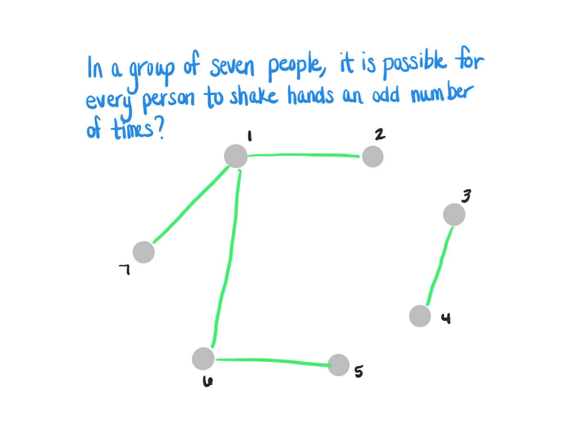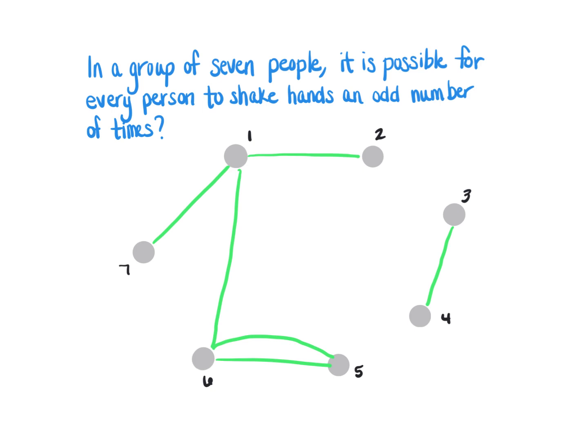Well, now what has happened is number 6 now has an even number of handshakes. Person 6 has shaken hands with persons 1 and 5. If I'm going to turn 6 into an odd number of handshakes, I have to have them shake hands with someone else. So let's have them shake hands with, say, person number 5 a second time. Well, now 6 has shaken hands an odd number of times, but 5 is right back to even. They have shaken hands 2 times with the same person, number 6.